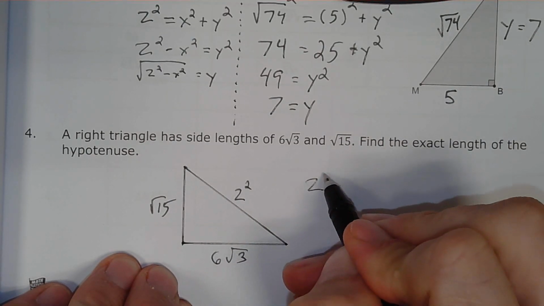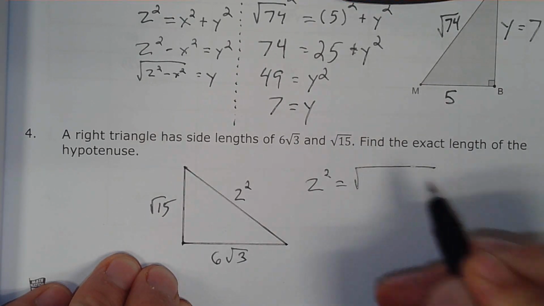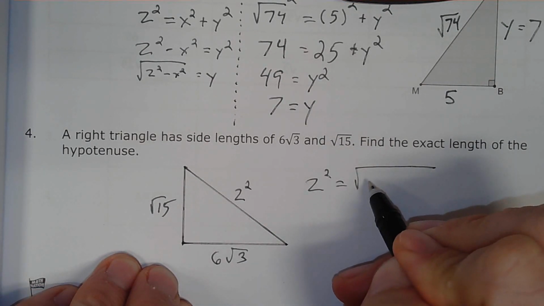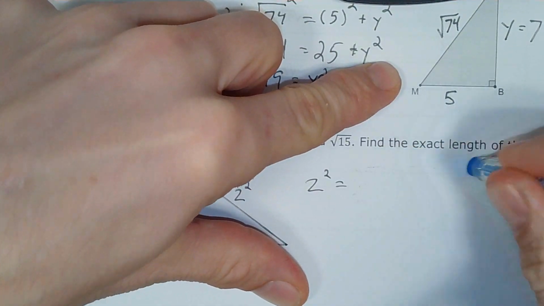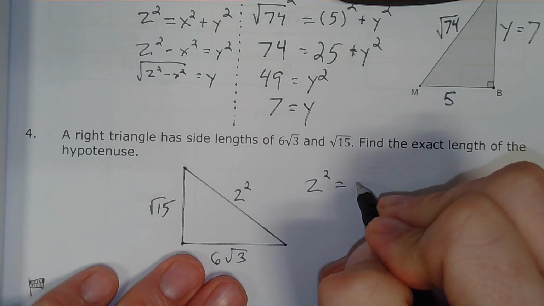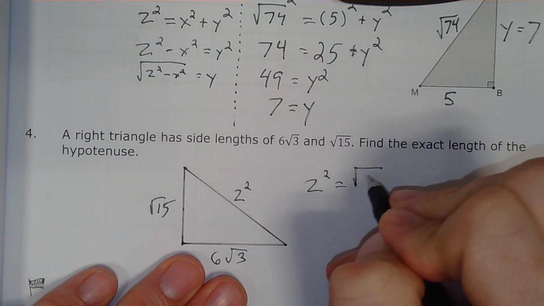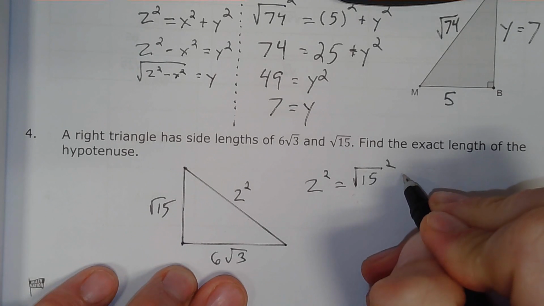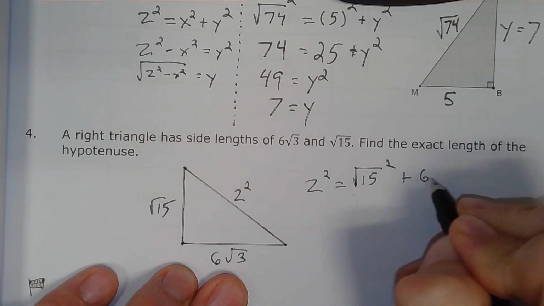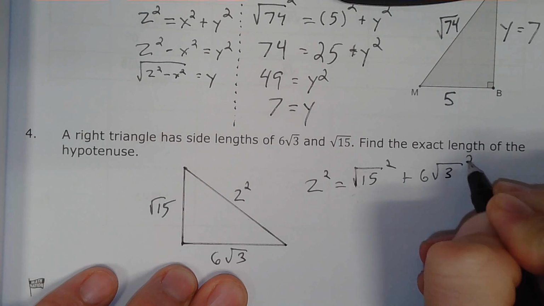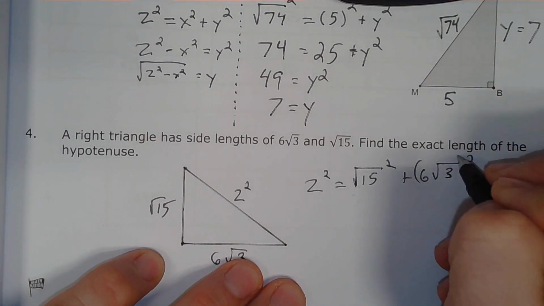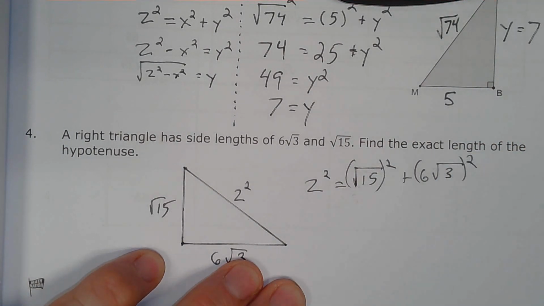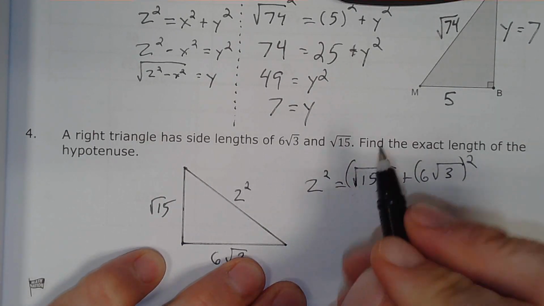So it's z squared equals, let's do z squared equals the square root of 15 squared plus 6 times the square root of 3 squared. So how am I going to do this one? Well, I'm going to do it like this. This is this squared, and this is this squared.